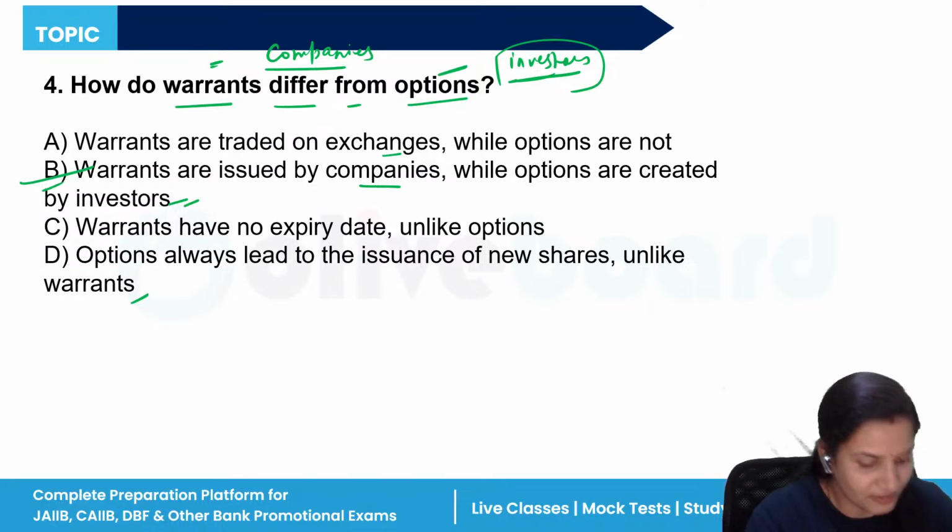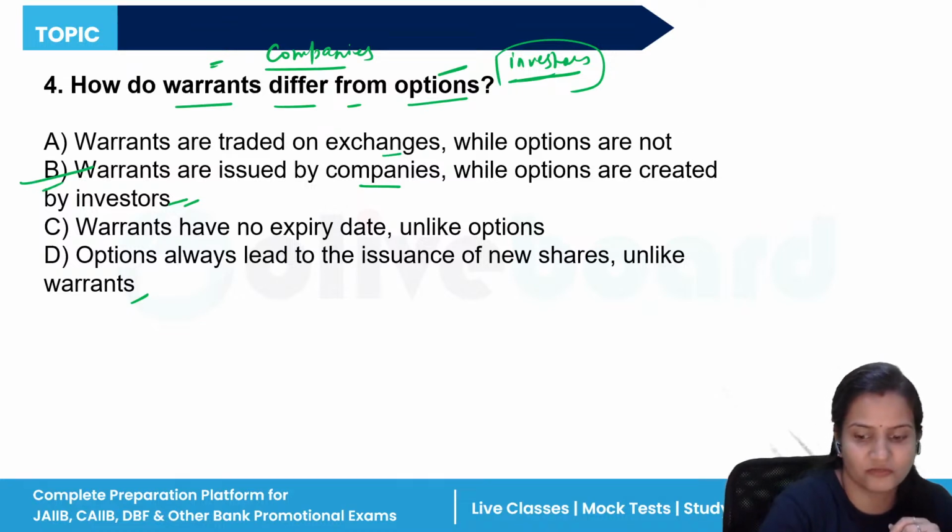Yes, Goldie ji. The correct answer is B of question number 3, but the correct answer is also B of question number 4. Clear?